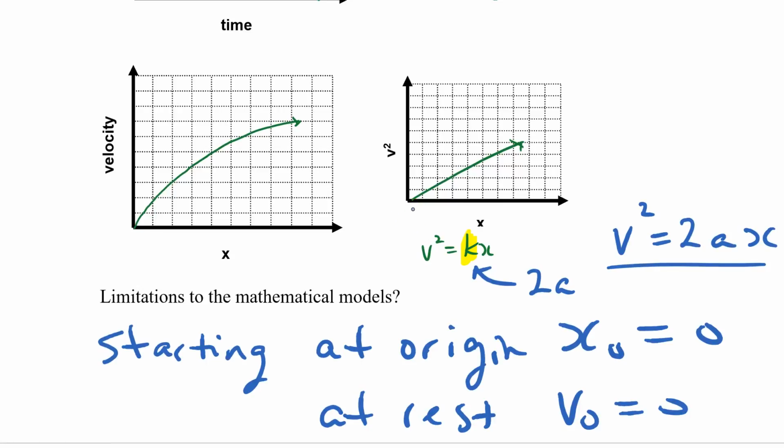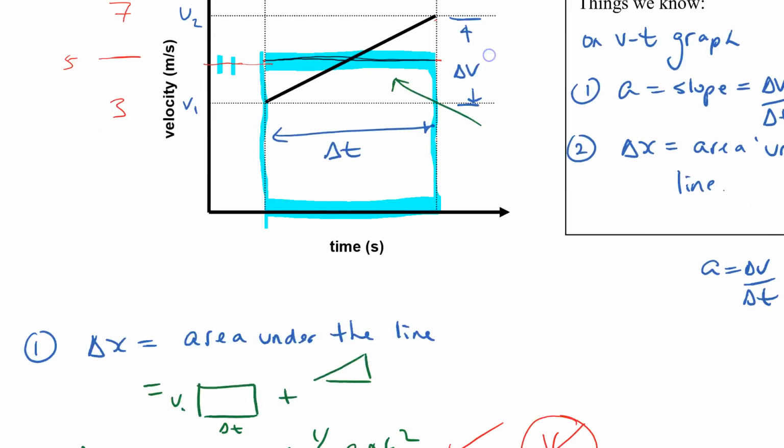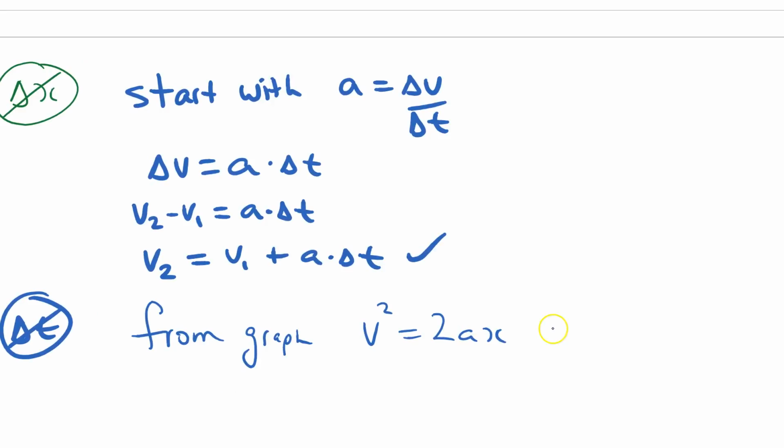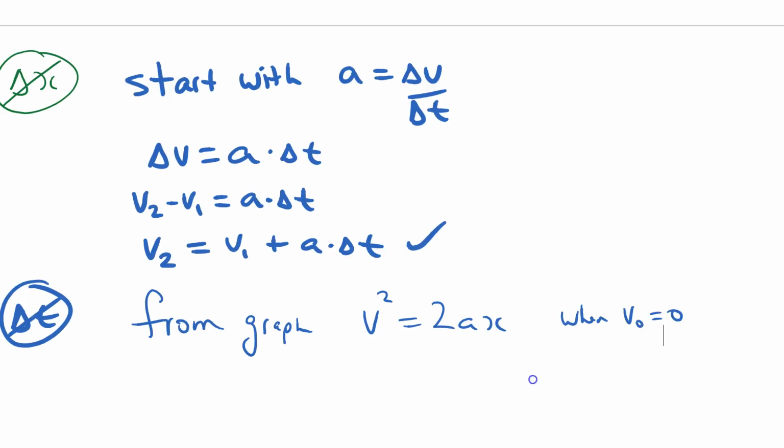So we're not quite sure what would happen if we added another starting velocity that was higher up. So I'm just going to say, okay, from the graph, we know that v squared is equal to 2ax, and that's when we're starting at rest, when the initial velocity is equal to 0. So what happens if we make a generic one?